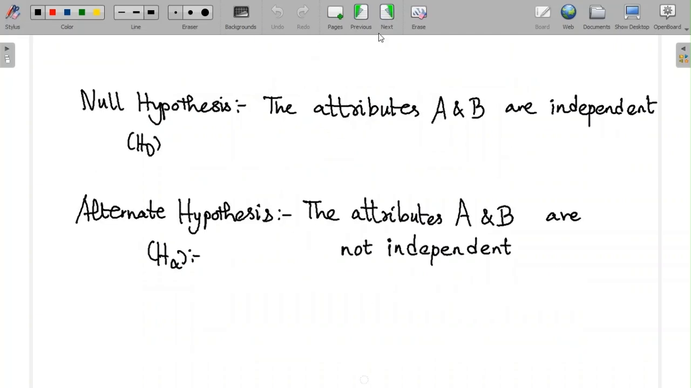The null hypothesis to test the independence of attributes is defined as it is presented on the screen. The two attributes are independent, and that will frame the null hypothesis H0. And the statement that two attributes are not independent will define the alternate hypothesis HA.